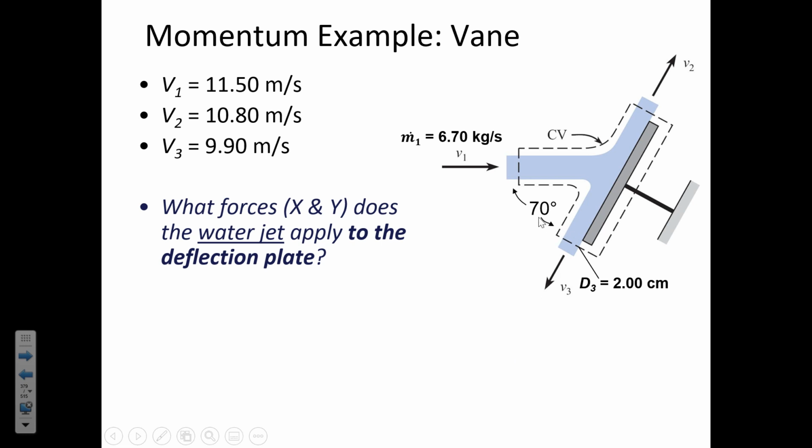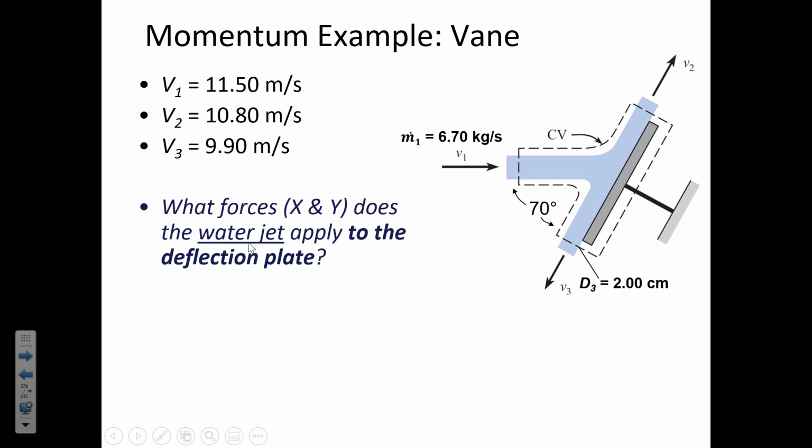And so we know the angle of those jets relative to the horizontal, so 70 degrees here relative to the horizontal. And further complicating things is this time each of the fluid jets have a different velocity. Maybe it looks like V2 and V3 are lower than V1 was. Here in this example, we're assuming that the contact with the plate is reducing the velocity of the jets.